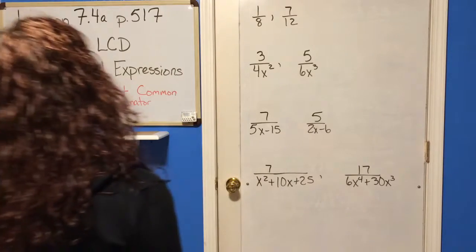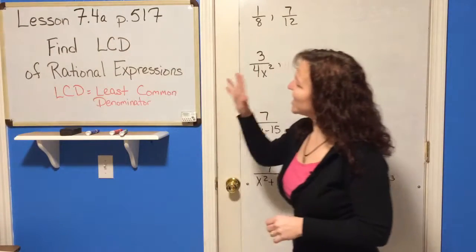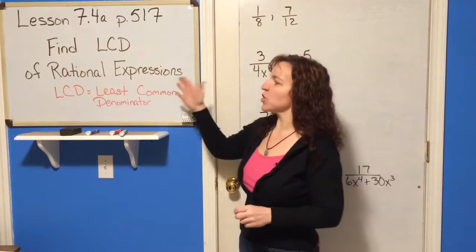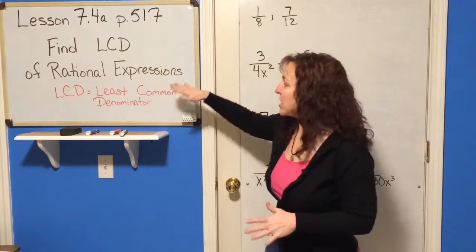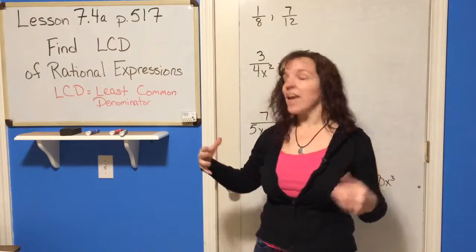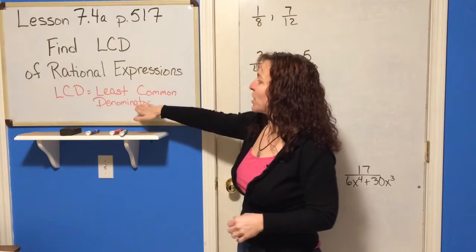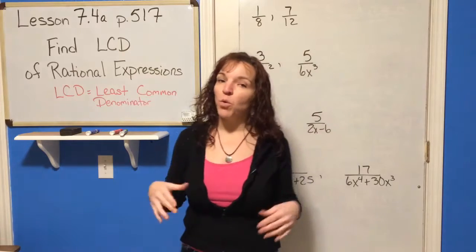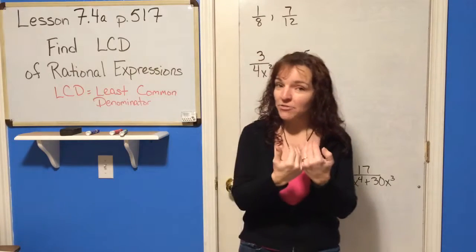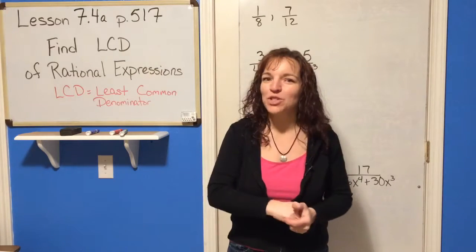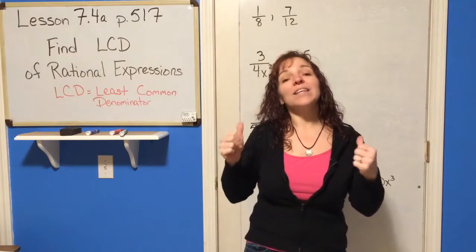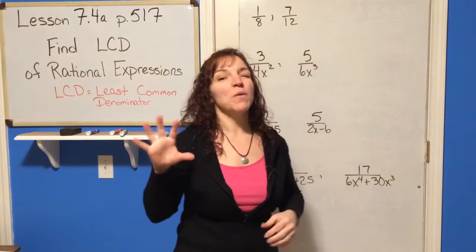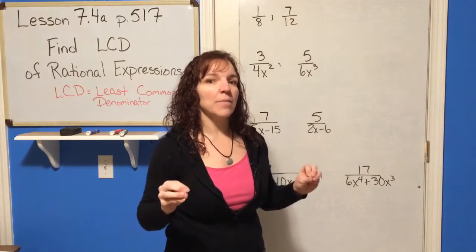Section 7.4, the first part, is finding the LCD of rational expressions. We've already said that rational expressions are fractions, and so the LCD you need to remember is the least common denominator. Common denominators are important when we're adding and subtracting fractions, you'll remember, and that's what we're going to do next time. So last time we added and subtracted fractions, but they already had common denominators.